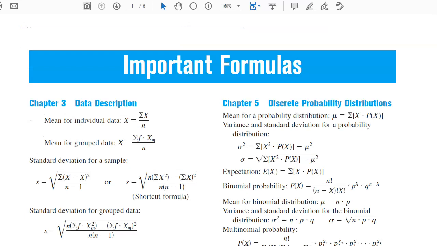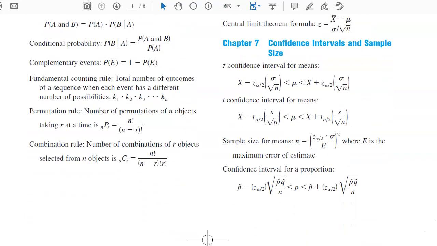Let's go to our formula sheet. I think confidence intervals is chapter 7. Here we go. These are the two formulas to actually create your own confidence interval. Z is when we know sigma, the population standard deviation. T is when we do not know sigma, so we use S, the sample standard deviation. And this third formula is the one I'm interested in. This is the sample size for means.